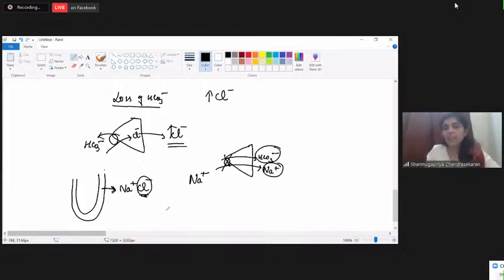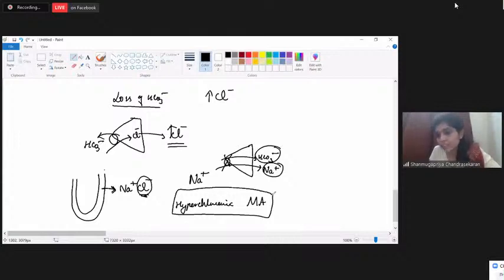of bicarbonate. That is why you call these conditions as hyperchloremic metabolic acidosis. Have you all seen this term in your textbooks? Tell me yes or no. You must have seen this term in your textbooks, right? Hyperchloremic metabolic acidosis. What does that mean? It means conditions, metabolic acidosis is caused by loss of bicarbonate either through GIT or through kidney.